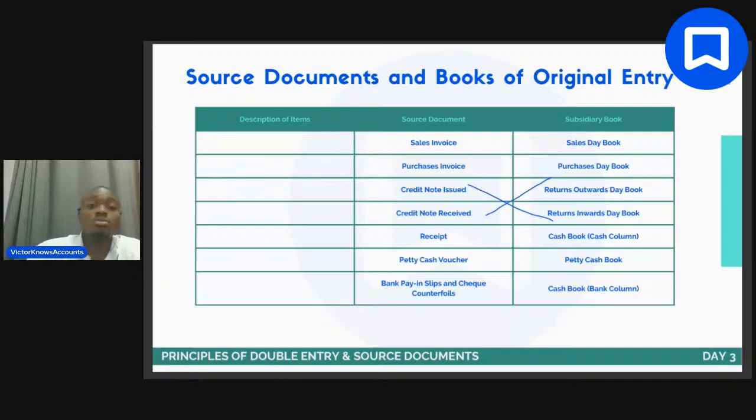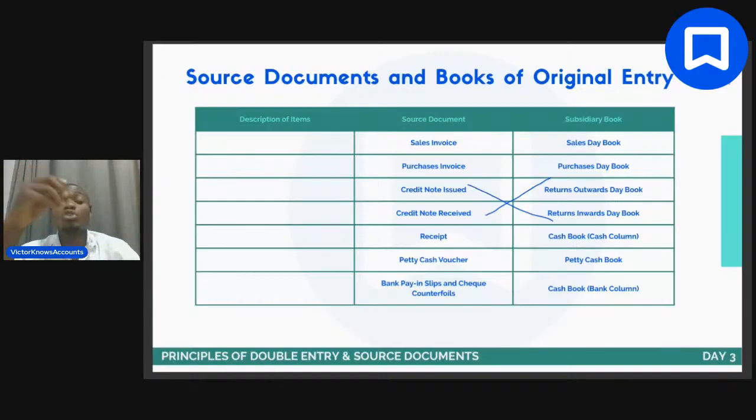Will be receipt. And that will be what? Cash payment or receipt. When transactions are done in cash, for example, you bought goods for cash, you sold goods for cash, you paid expenses in cash, and all of that. But the bank column will be bank pay-in slips, all right?